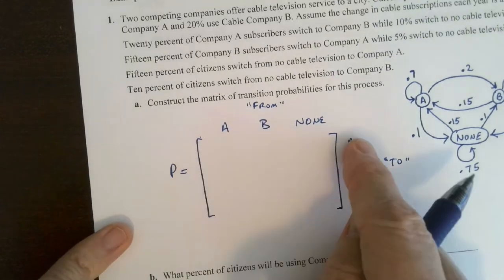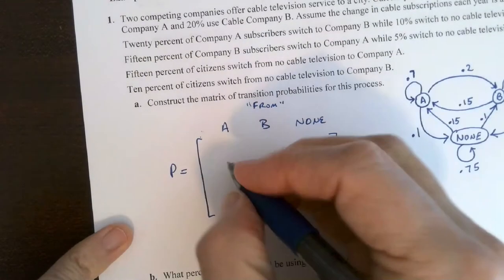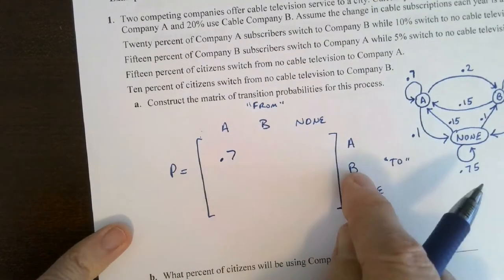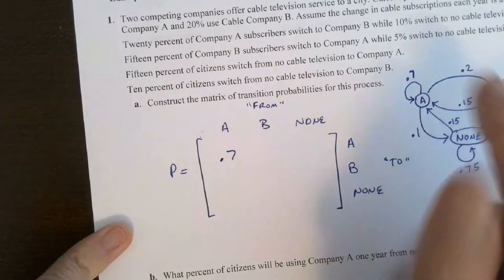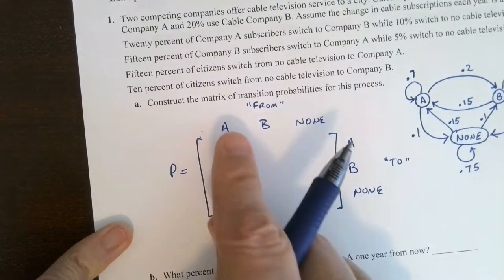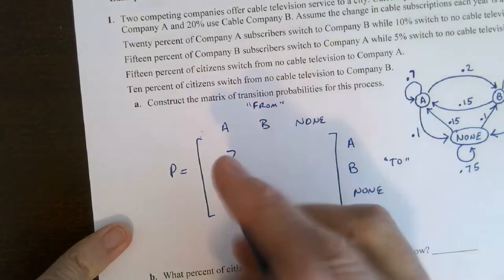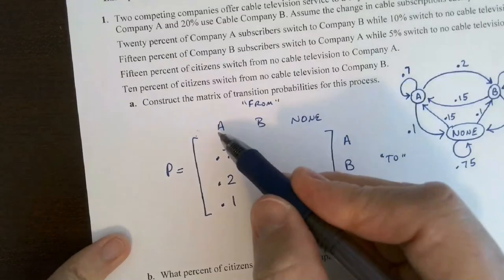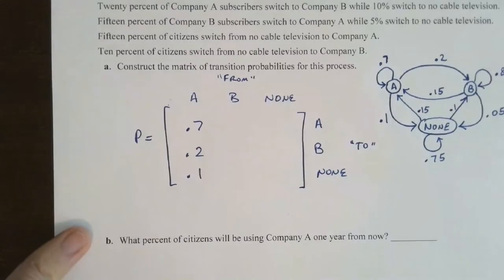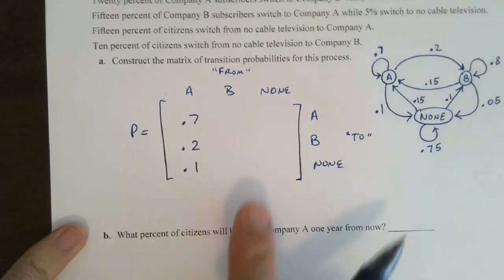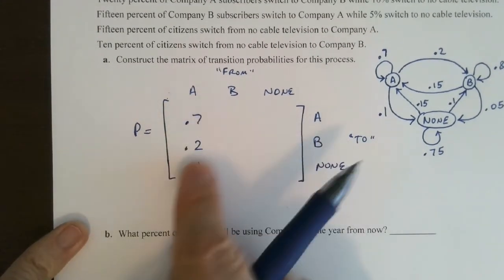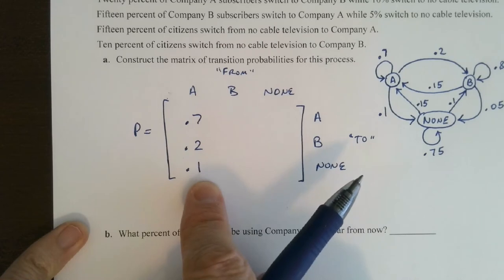A going to A, 70% stays. A going to B, 20%. And A going to none, 10%. Keep in mind, the column has to add up to what? What did we say? The column has to add up to what? To 1, right? You have to either stay with A or switch somewhere else. Add those up, you get 1.